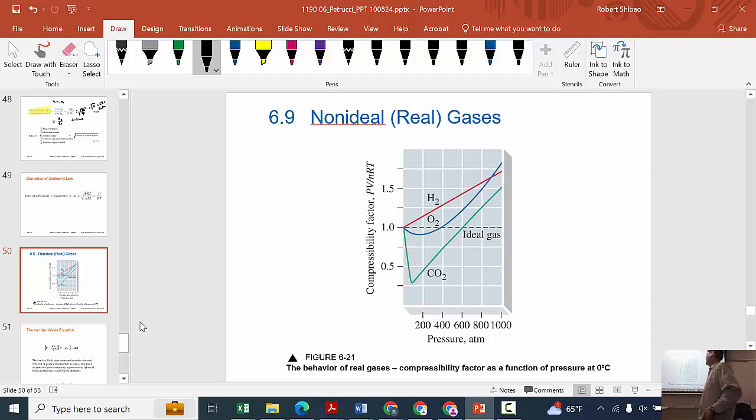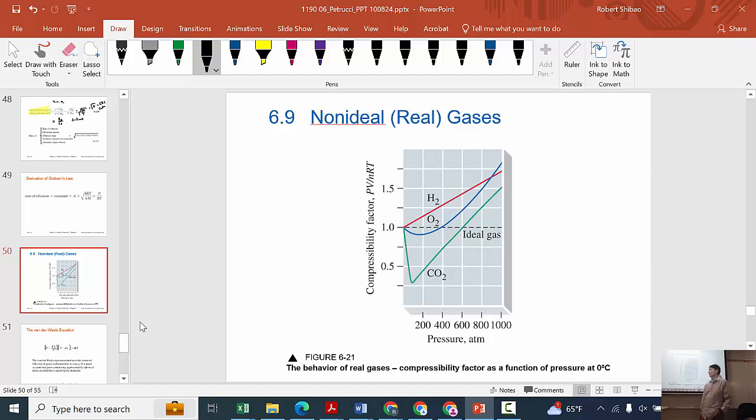Okay, the last section of the book talks about non-ideal real gases and the deviations. Most gases behave ideally under normal conditions. What are normal conditions? Normal conditions is around how many atmospheres? About 1 atmosphere. And normal temperature. Normal temperature is about what? Room temperature, 25 degrees C.